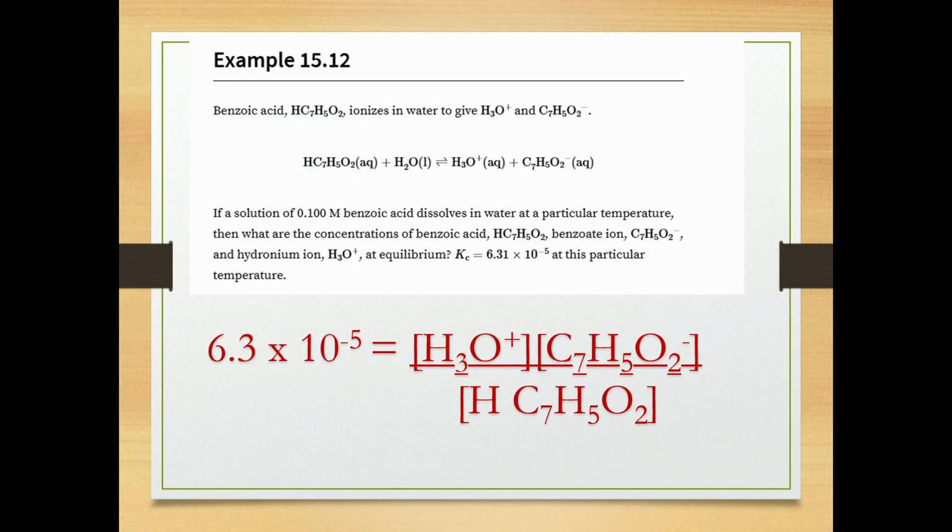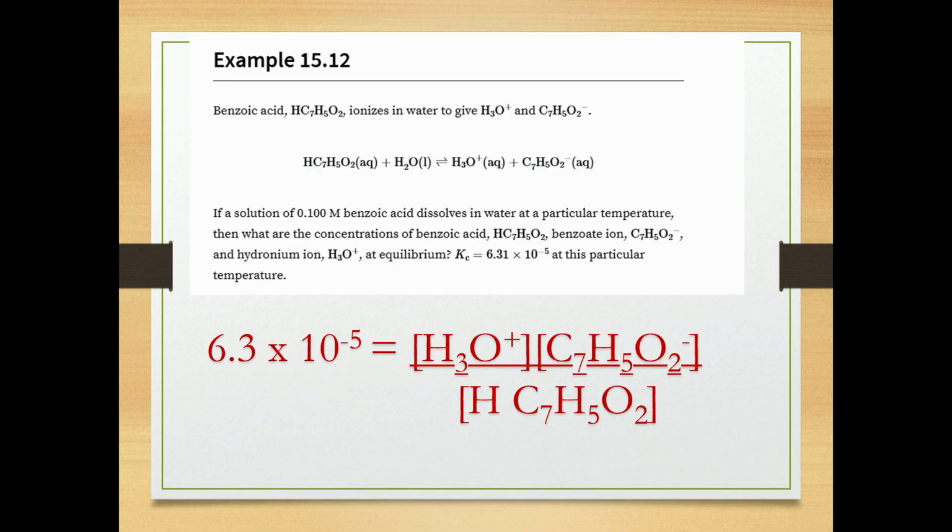The reaction includes an H2O liquid, which we leave out of the K expression. So my K expression is H3O plus times C7H5O2 minus divided by HC7H5O2. I'm starting with 0.1 molar benzoic acid, no H3O plus, and no benzoate anion. My K for this is pretty small. It's 6.3 times 10 to the minus 5.